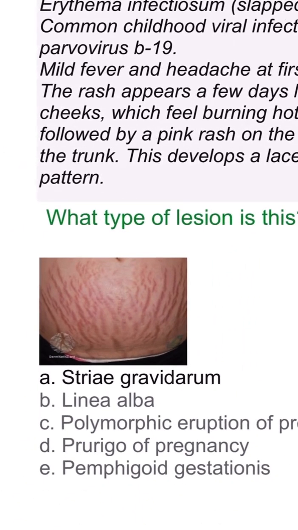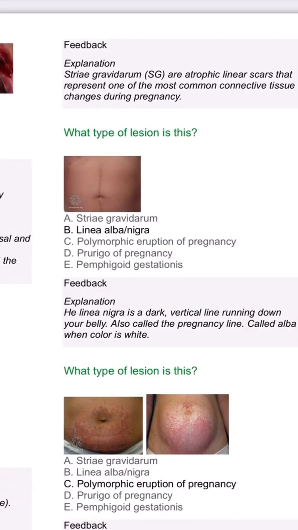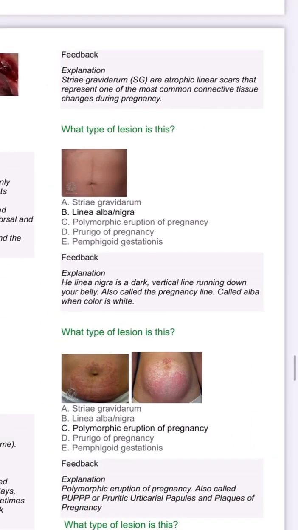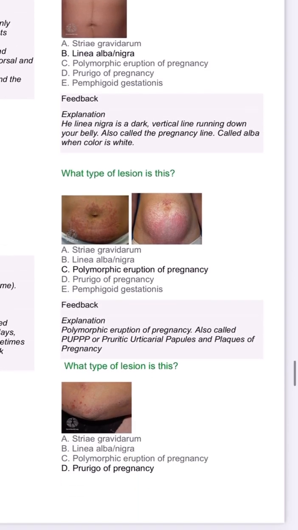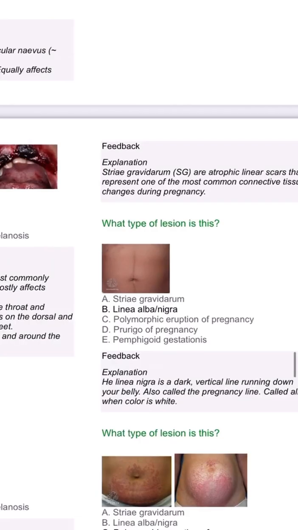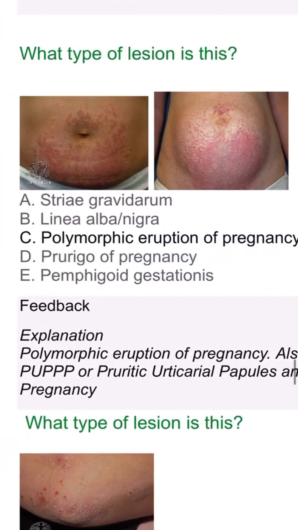Striae gravidarum. Striae gravidarum. Okay. So striae gravidarum are atrophic linear scars that represent one of the most common connective tissue changes during pregnancy. Okay, so striae gravidarum, and this is linea alba or linea nigra. It's a dark vertical line running down your belly, also called a pregnancy line, called alba when the color is white. This is linea nigra, because the line is dark, so this is nigra. What type of lesion is this?